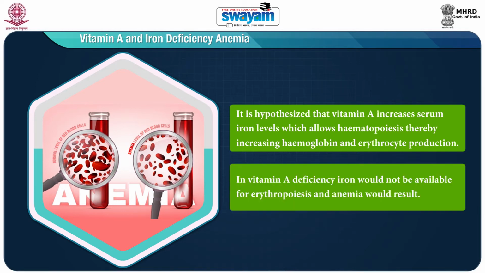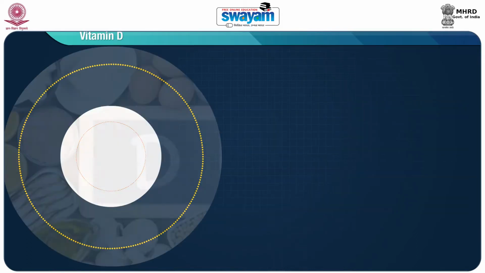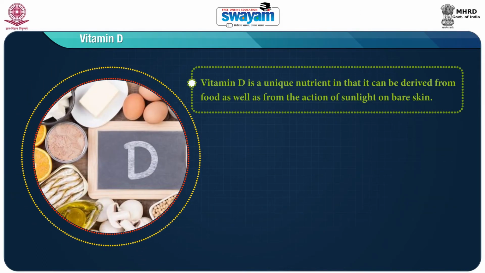In vitamin A deficiency, iron would not be available for erythropoiesis and therefore anemia would result. Now, coming to the next vitamin, vitamin D is a unique nutrient in that it can be derived from food as well as from the action of sunlight on bare skin.